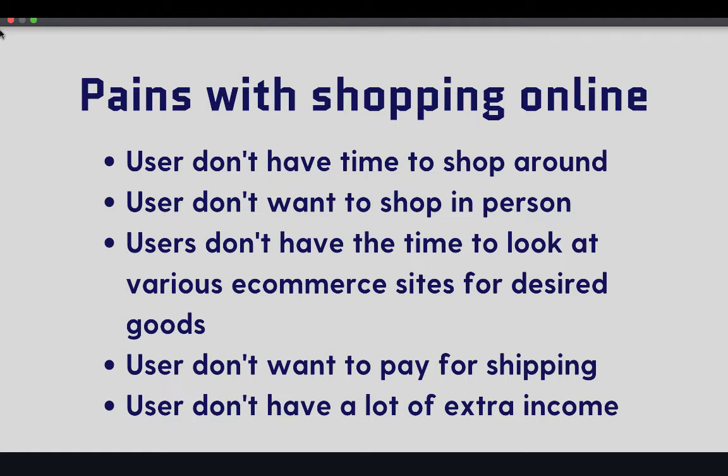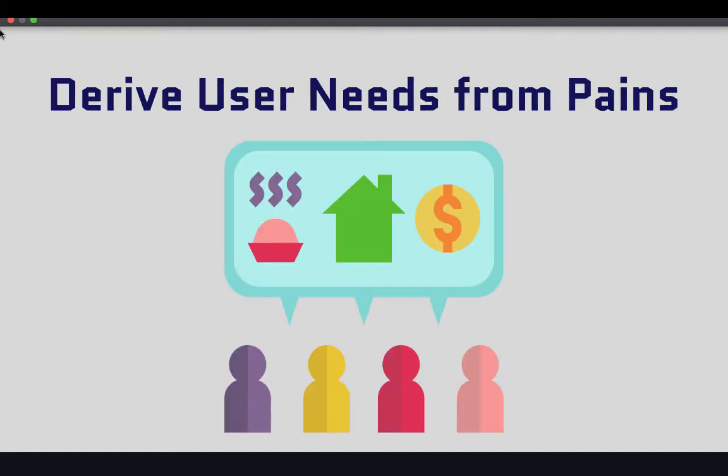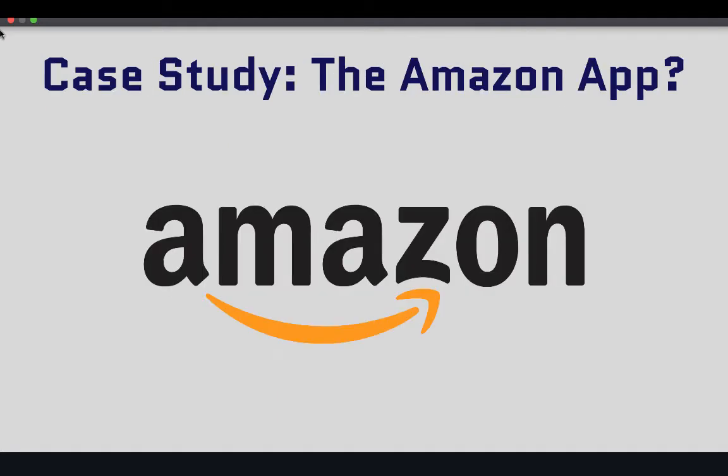I don't have time. I don't want to shop in person. I don't want to pay for shipping, right? So these are some of my pains. And I don't have a lot of extra income. So those are my pains as a user. And so from the user pains, you can derive the user needs or come up with the user needs.